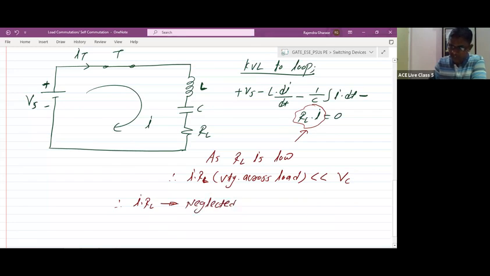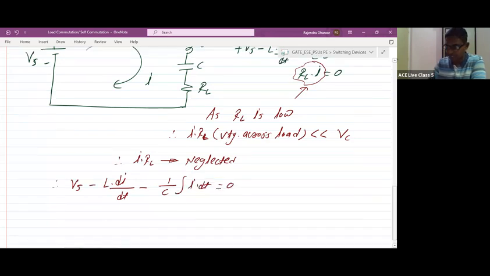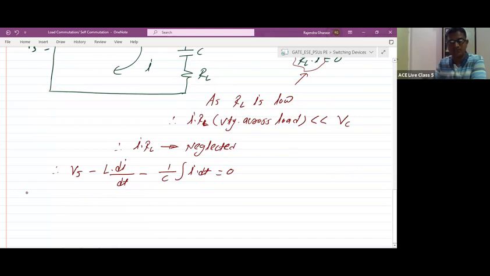So if we neglect this term, we can write VS minus L into di by dt minus 1 by C integration of I into dt is equal to 0. Further, we can write it by taking Laplace transform. We need to simplify it now for current. Next we are going to derive the expression of VC also, the voltage across the capacitor.